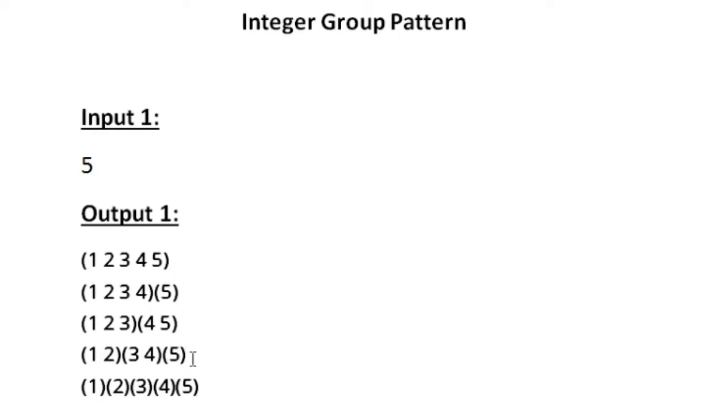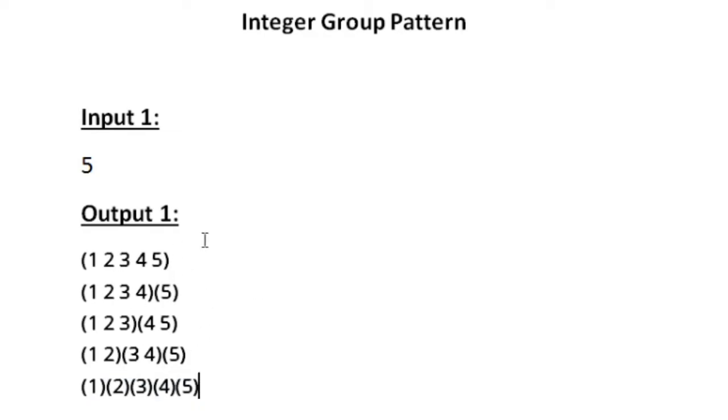And in the last line of output we must group the integers 1 by 1. So in every group there can be only one integer. So all the 5 integers must be enclosed in a separate set of parentheses. So this is how we get our output pattern.